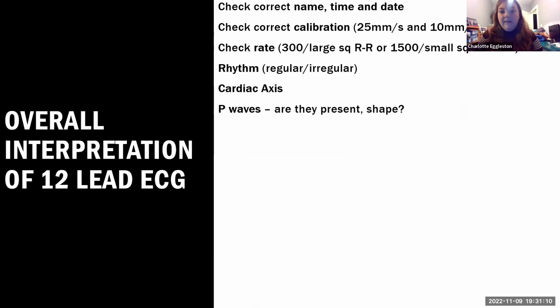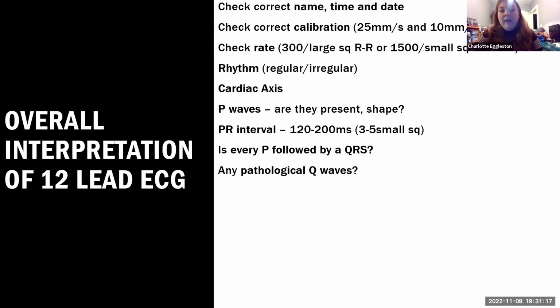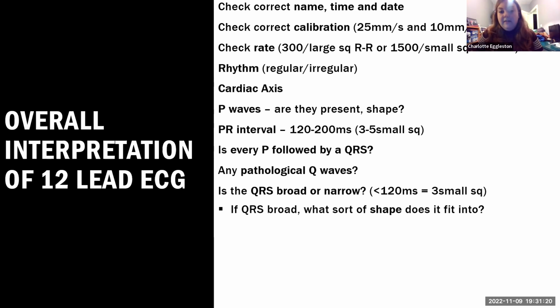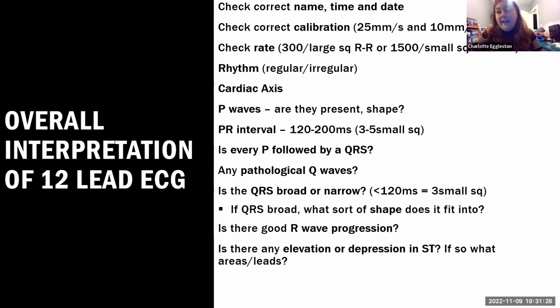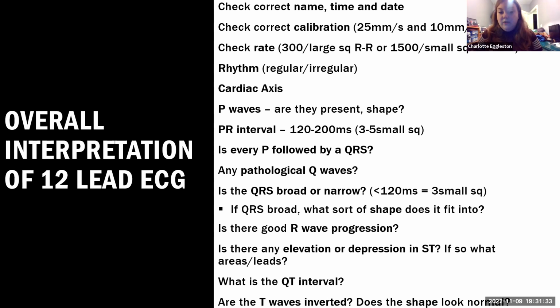So we're going to look at the P wave. Are they there? Is every P wave followed by a QRS? The PR interval. Are there any pathological Q waves? Does the QRS look normal? Is it narrow or broad? Is there good R wave progression? Are there any problems with the ST segment, so elevation or depression? What's the QT interval? And do the T waves look normal? Are they inverted? Are they bigger than normal? There's quite a lot to cover, but the more we practice, the slicker you'll get at doing each thing. So we'll go through each bit step by step.